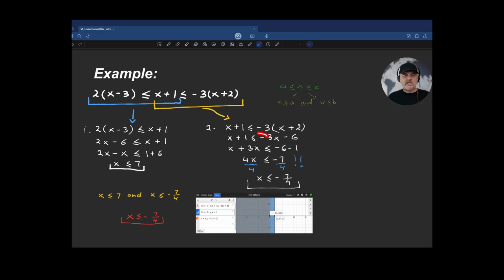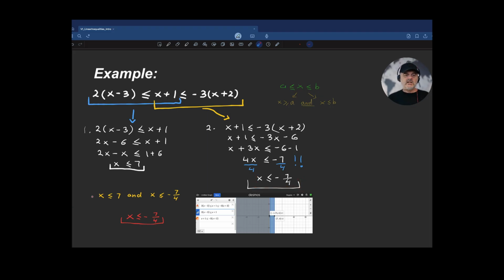Then reorganize, so negative 3x on the left, positive 1 on the right. So that's why you have x plus 3 and negative 6 minus 1. So 4x on the left and negative 7 on the right side. Now you divide both sides by positive 4, so we don't change this inequality relation, right? We keep it less or equal to the end. And now we have x is less or equal to negative 7 over 4.